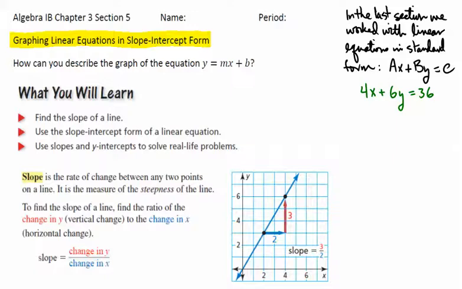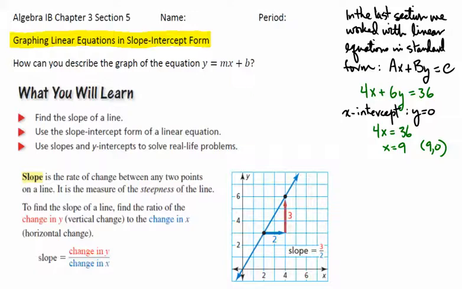And we saw that when we had an equation in standard form, it was easy for us to graph it by simply finding the x and y intercepts. And you recall that the x-intercept is the point on the graph where the line crosses the x-axis. And at that point, y is always 0. So in our example equation above, if y were 0, we would have the equation 4x is equal to 36, or x is equal to 9.